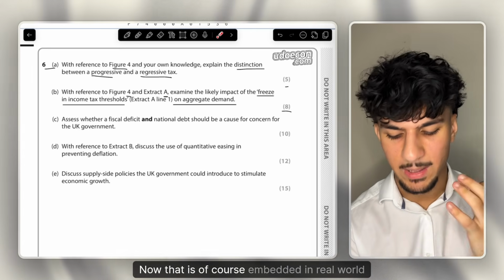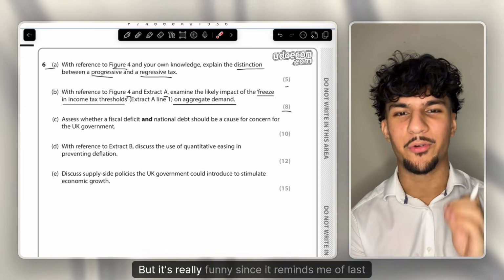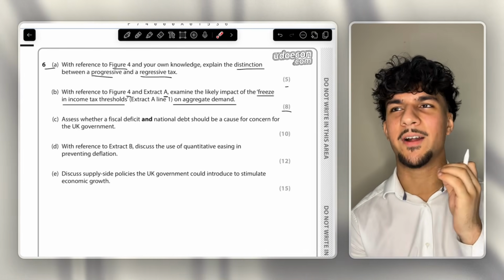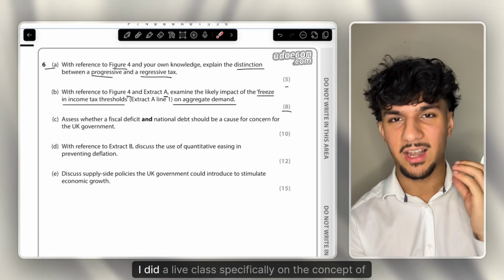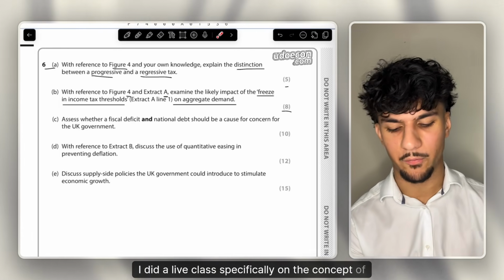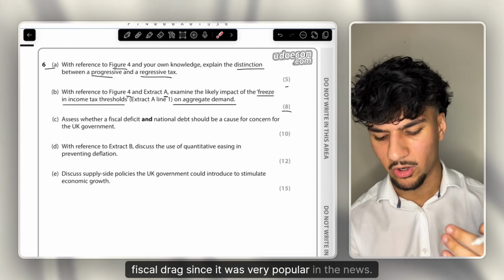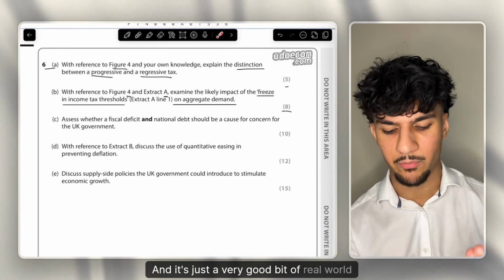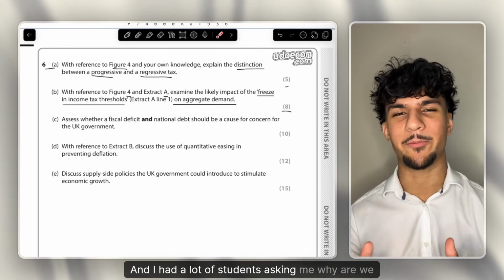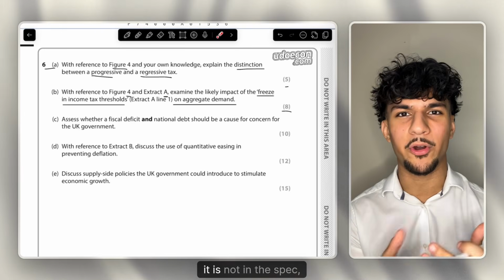Now, that is of course embedded in real-world application, but it's really funny since it reminds me of last year, which is the year we sat this paper. I did a live class specifically on the concept of fiscal drag, since it was very popular in the news and it's just a very good bit of real-world application. And I had a lot of students asking me, why are we learning about this? It is not in the spec.